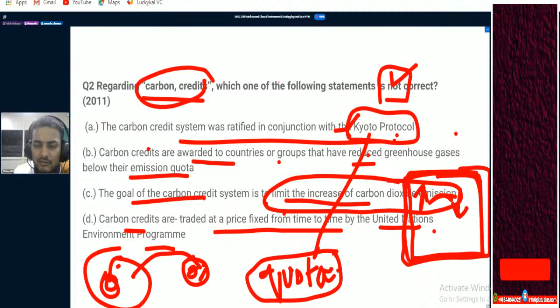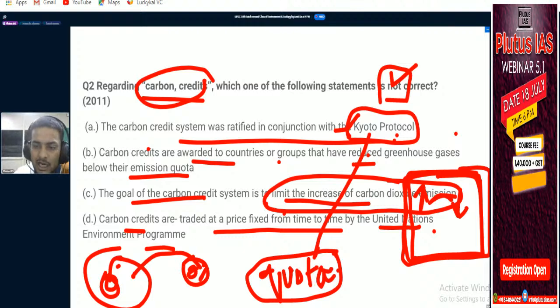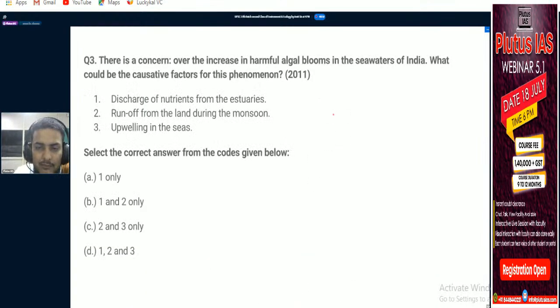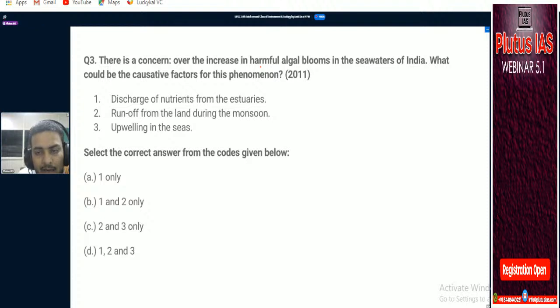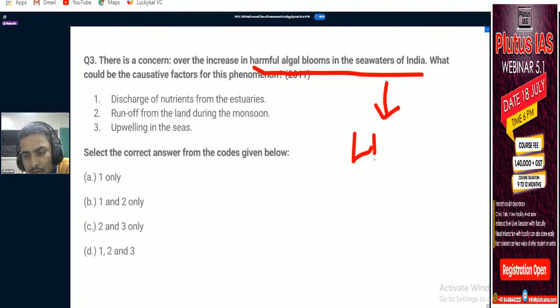Okay, it's just a question. I wanted to give you a glimpse of how Kyoto Protocol questions are asked in the exam. So the next question I'm going to discuss is this: there is a concern over the increase of harmful algal blooms in seawater of India. So what is it related to? You might remember yesterday I told you about the issues of the hydrosphere. Right? Yes, sir.